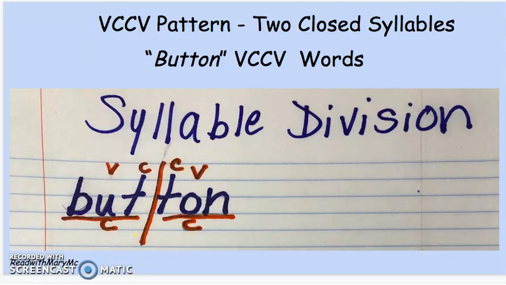In step 2, I would look at the letters between the vowels. Since the T's are both consonants, I would label each of them with the letter C above them for consonant. By labeling the vowels and then the consonants, I can clearly see the VCCV pattern in this word. VCCV. Now, in step 3, I will split the word between the consonants, right here.